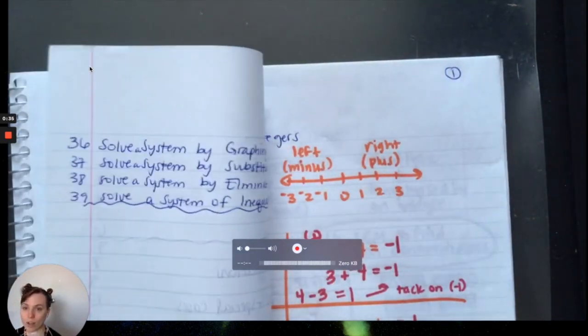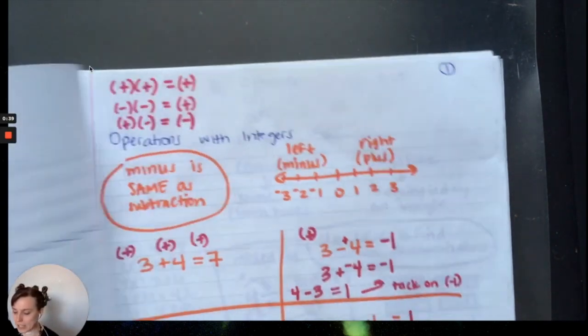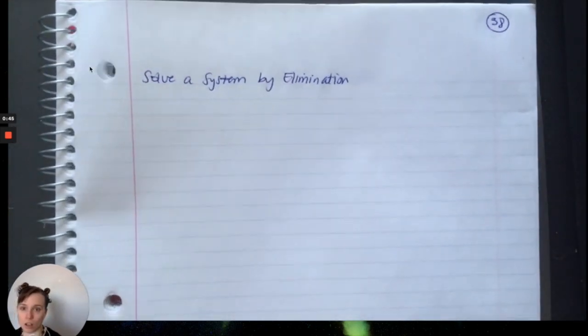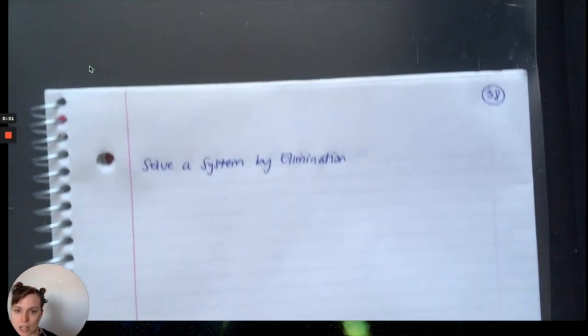So again, we are now on Solve a System by Elimination. That is on page 38. And let's scroll to page 38. Okay. So I want to go over a random example up in our margin first of just what elimination looks like.